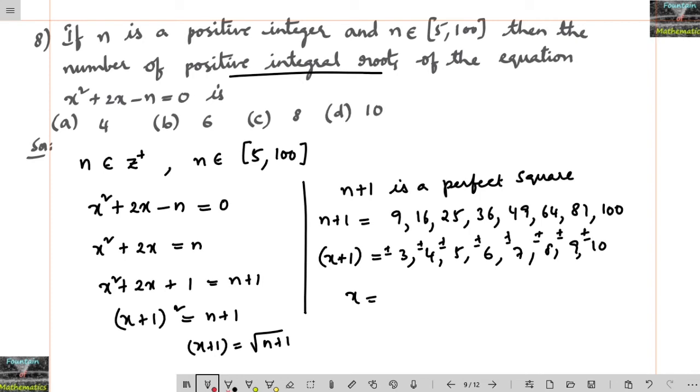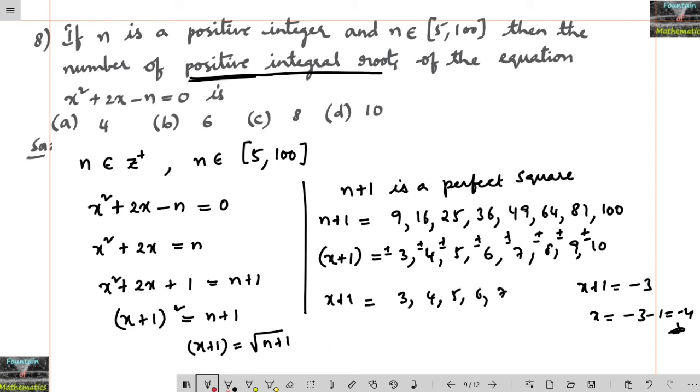But since the question asks for the number of positive integral roots, if I take the negative case, suppose x plus 1 is equal to minus 3, then x is equal to minus 3 minus 1, which is minus 4, which is negative and not accepted. So we consider only the positive cases. For that, x plus 1 is equal to only 3, 4, 5, 6, 7, 8, 9 and 10.